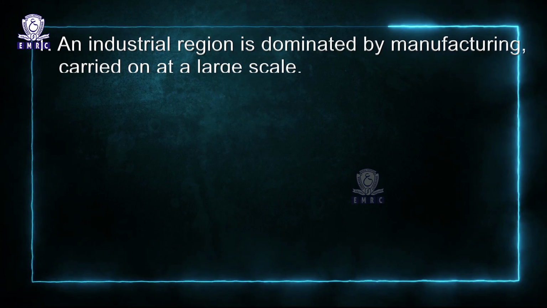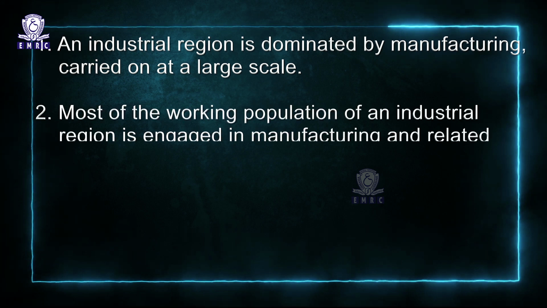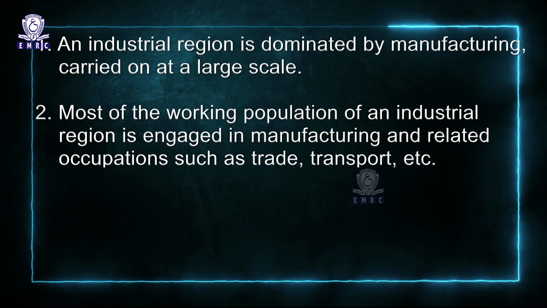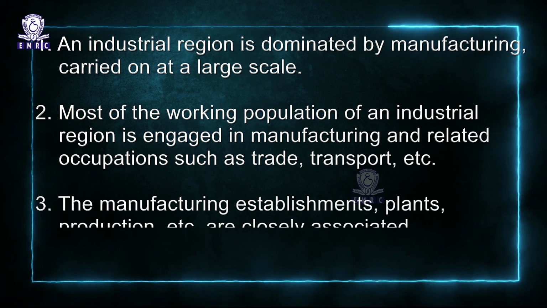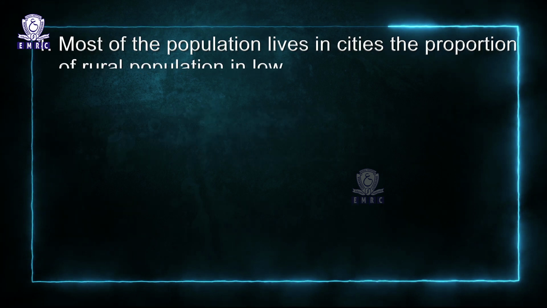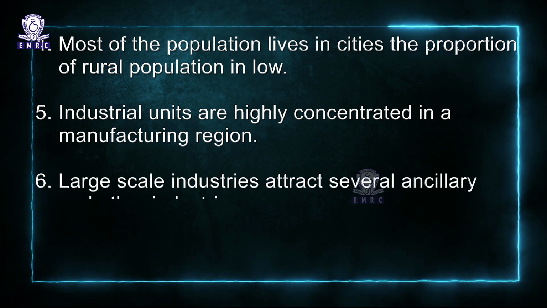The first characteristic is that an industrial region is dominated by manufacturing carried on at large scale. Second, most of the working population of an industrial region is engaged in manufacturing and related occupations such as trade, transport, etc. The third is that the manufacturing establishments, plants, production, etc. are closely associated. The fourth characteristic is that most of the population lives in cities and the proportion of rural population is low. The fifth is that industrial units are highly concentrated in a manufacturing region.